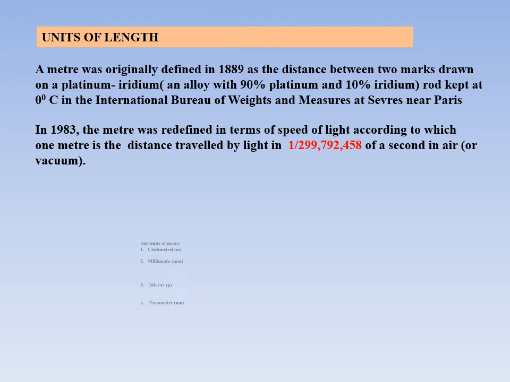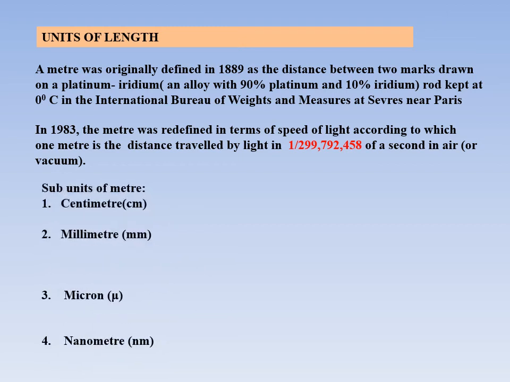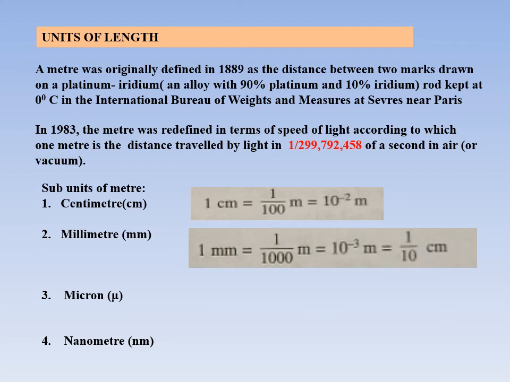Subunits of a meter: centimeter, millimeter, micron, and nanometer. 1 centimeter is equal to 1 by 100 meter, which is equal to 10 to the power of minus 2 m. 1 millimeter is equal to 1 by 1000 meter, which is equal to 10 to the power of minus 3 m, which in turn equals 1 by 10 centimeters.